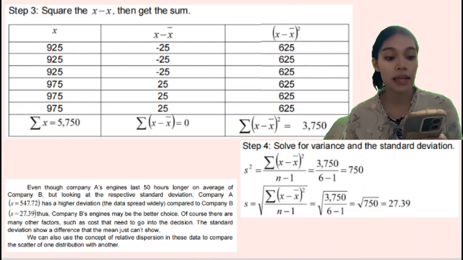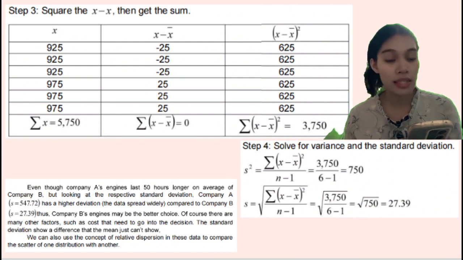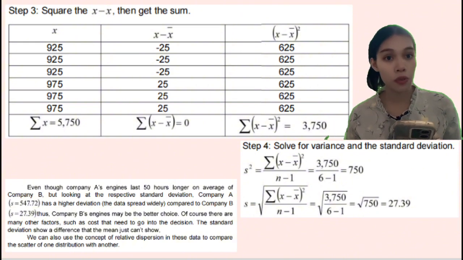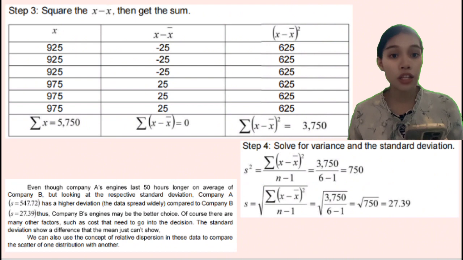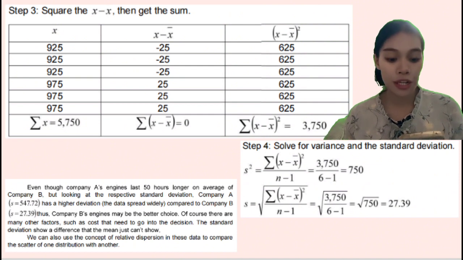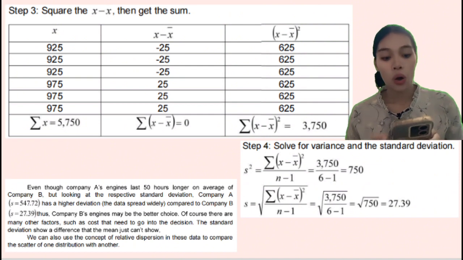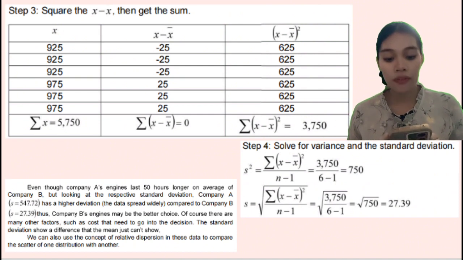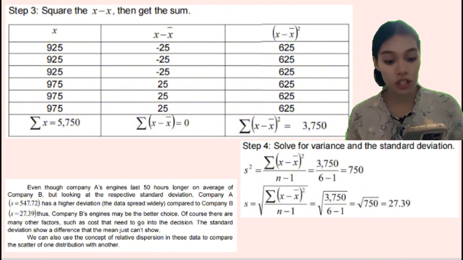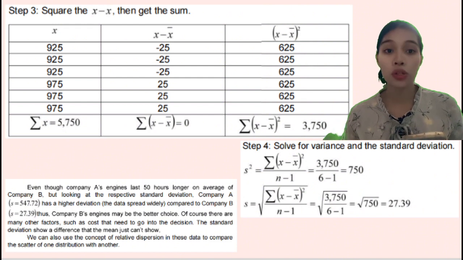But since it is the deviation or the standard deviation, we need to get the square root. So what is the square root of 750? If you have your calculators, you can compute it to check. So that is equal to 27.39.